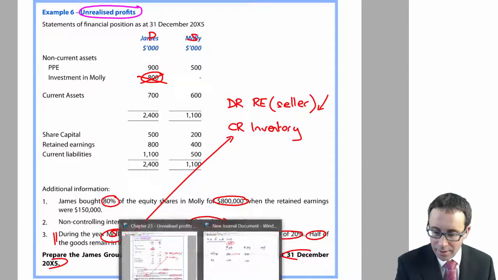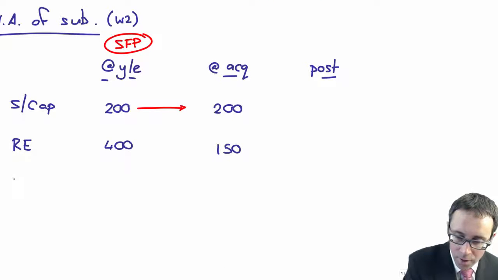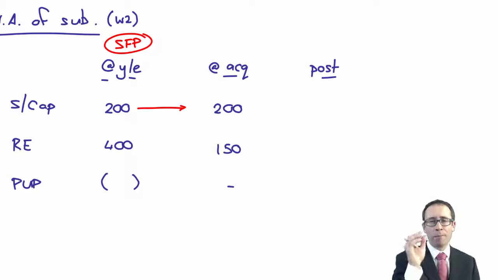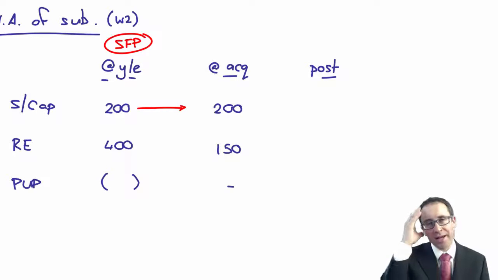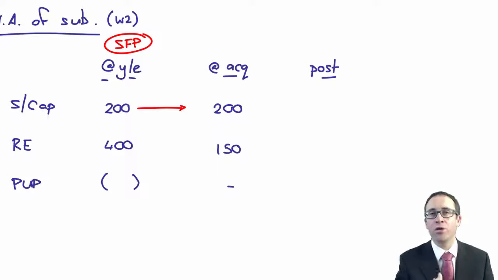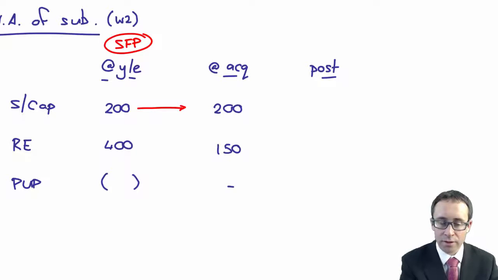Okay, at year end. So we're going to have a PUP adjustment. That's going to be there at year end. It is never at acquisition. There's never a PUP adjustment at the acquisition date. So PUP adjustments don't affect net assets at acquisition and therefore don't affect goodwill. Okay. PUP adjustments affect your year end net assets and therefore your post acquisition profits.